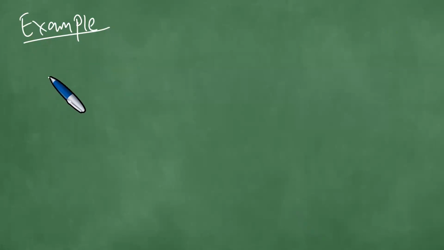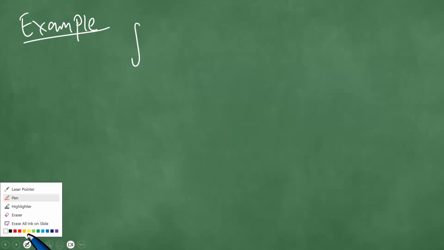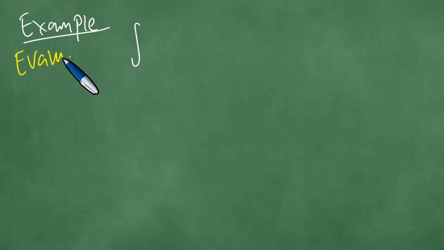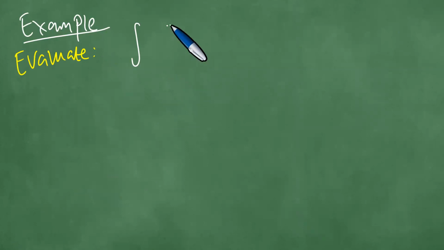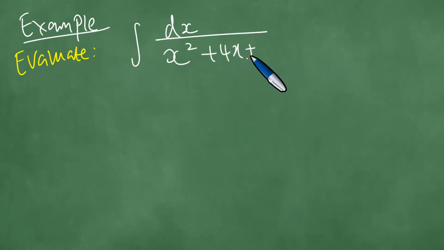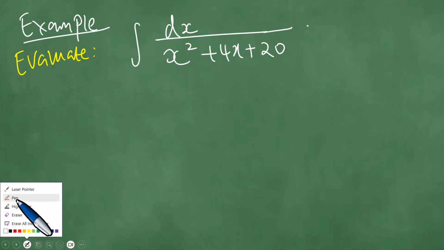What about if we have the integral? And here the question is: evaluate the integral of dx divided by x squared plus 4x plus 20. Right, let's look at the solution to this. What is the answer?